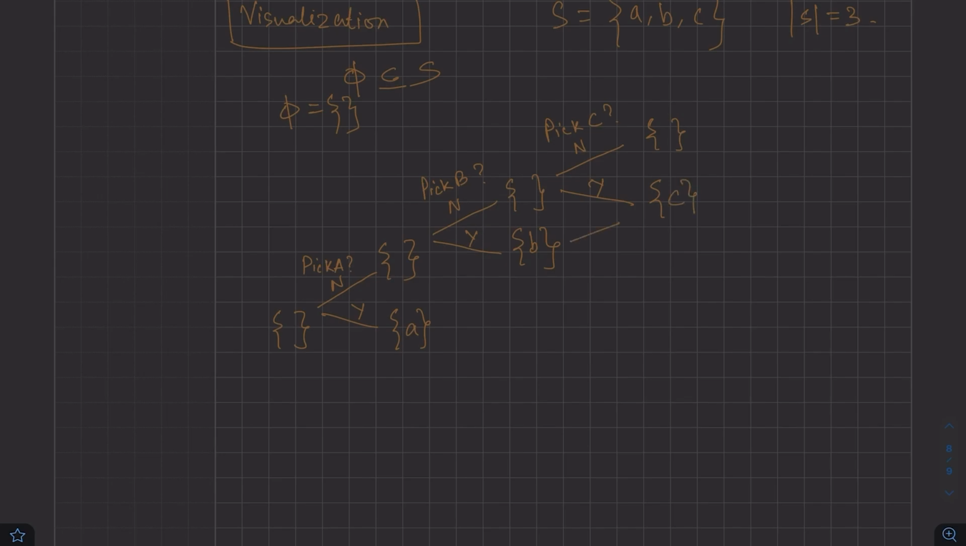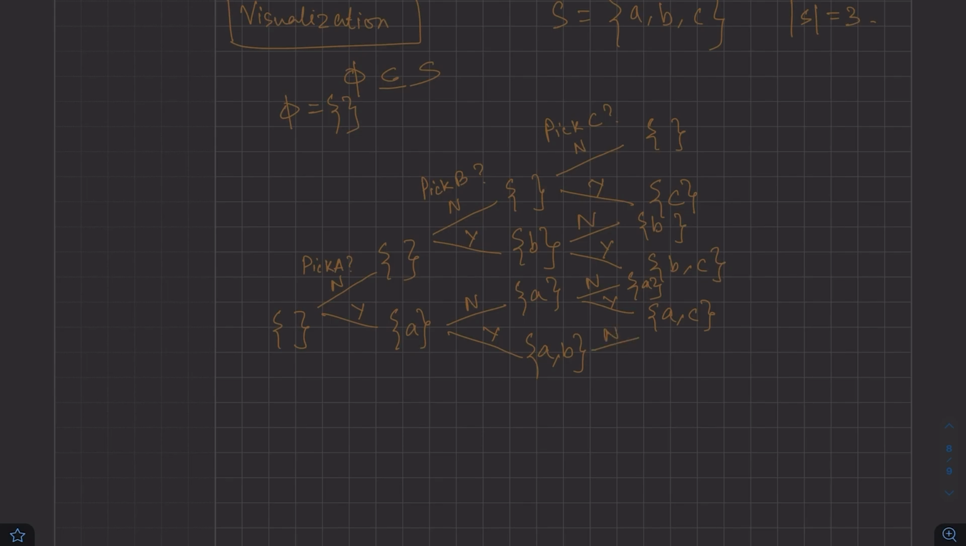Now, in this particular branch, if we ask the question, pick C, if the answer is no, it remains as B. If the answer is yes, then we have B and C. Now we get back to this lower branch where we started off by picking A. Once again, pick B, no. We remain with A. Pick B, yes. We have A and B now. Similarly over here, pick C, no. We remain with A. Pick C, yes. We end up with A and C.